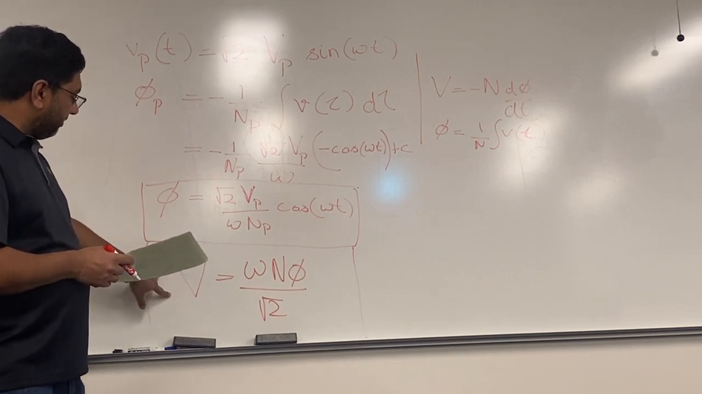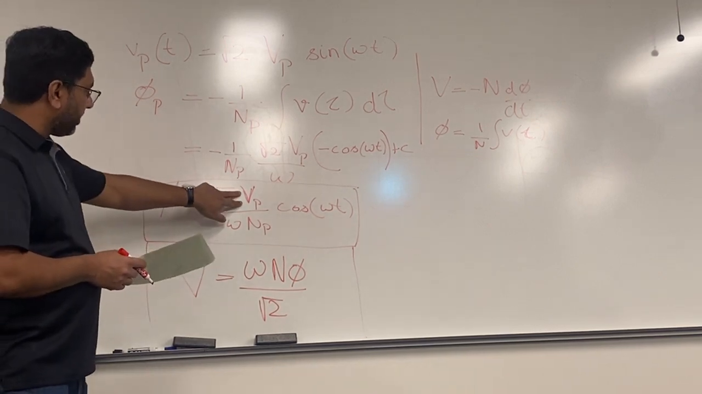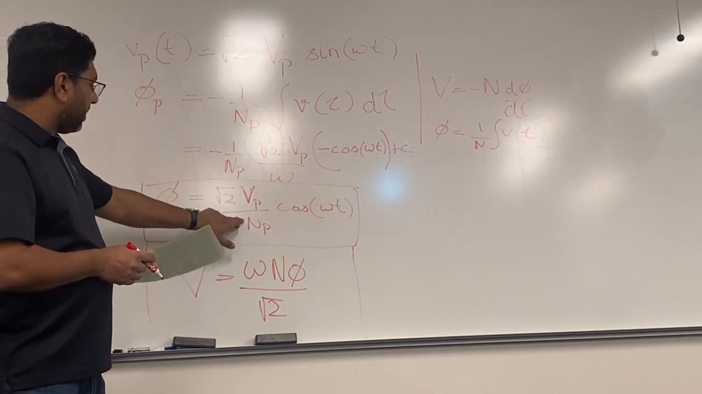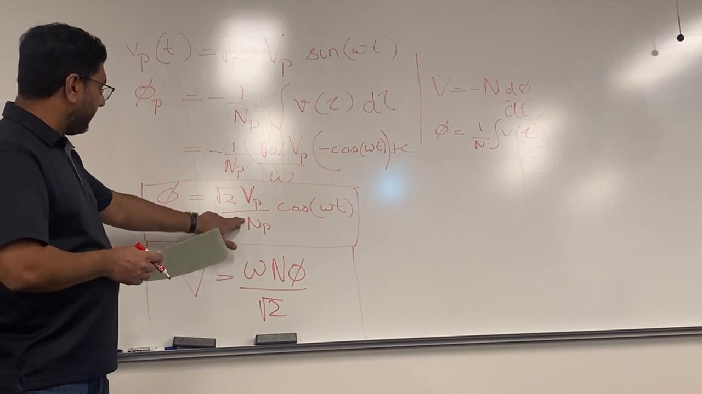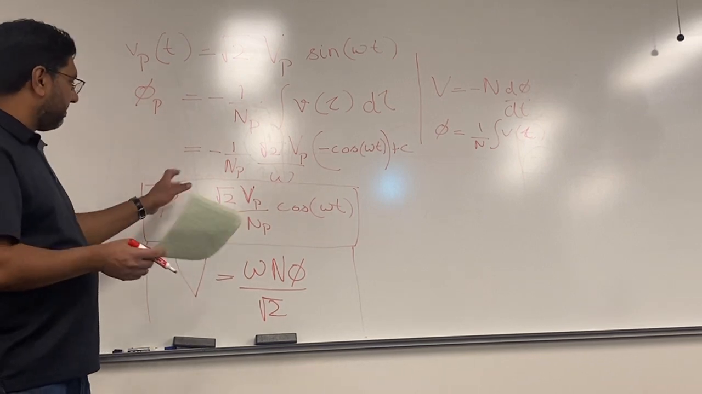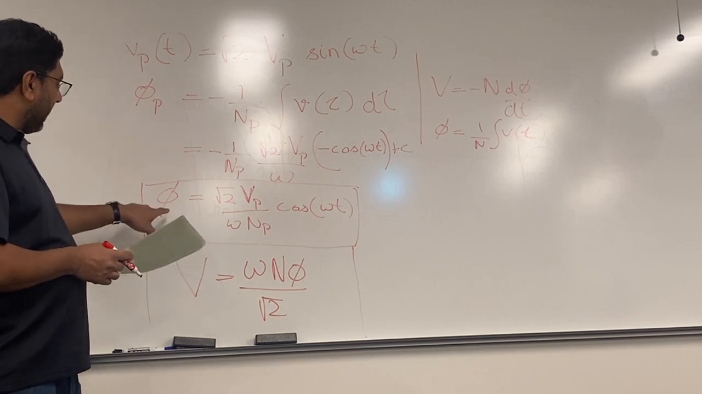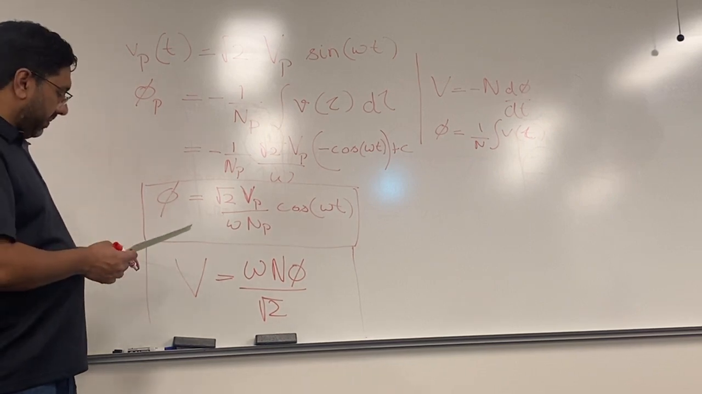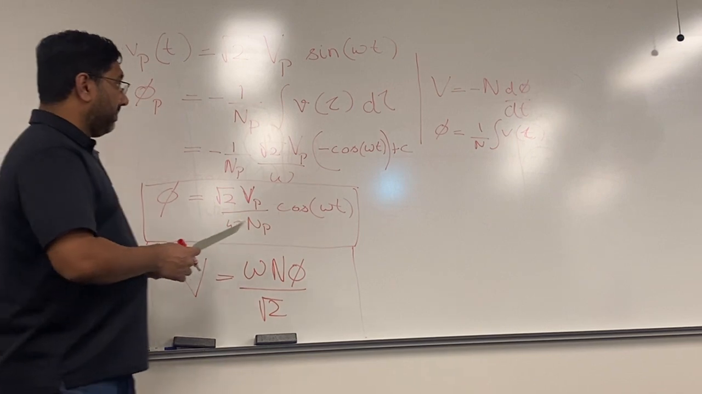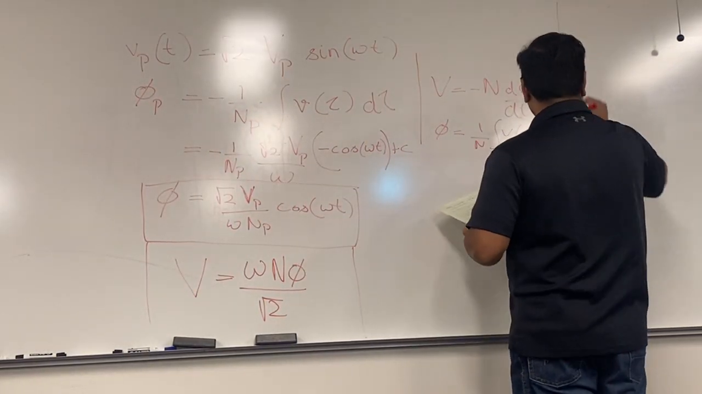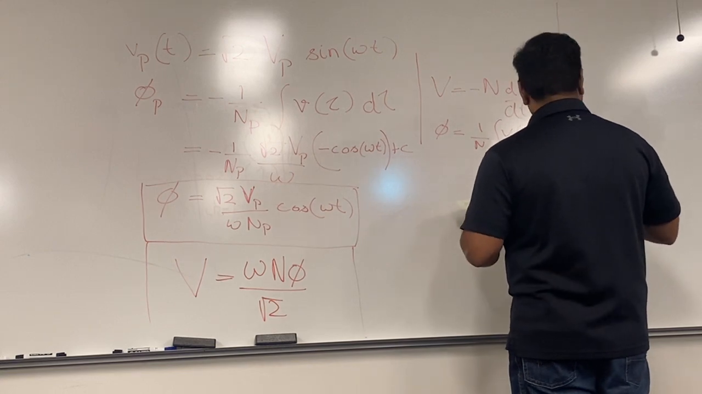If I keep my voltage constant, I can choose my frequency, and that will determine the flux. So you can think of it whatever way you want, but I have a V and I have a phi here. Now on the secondary side, we do the same thing.